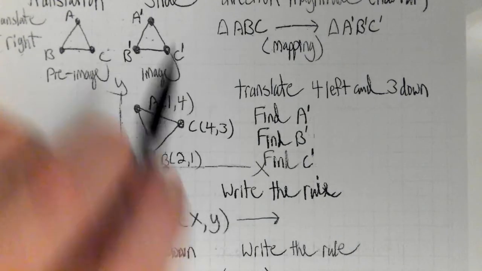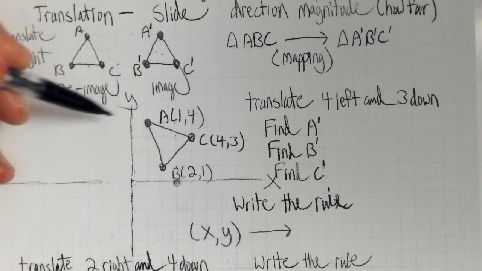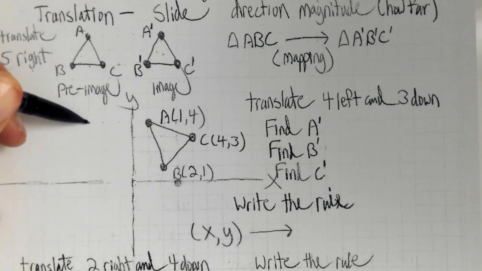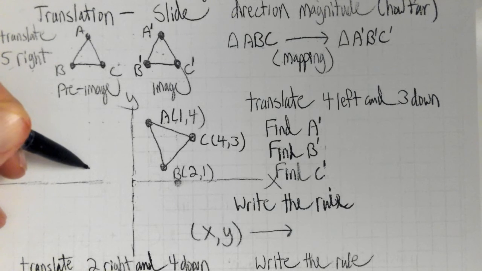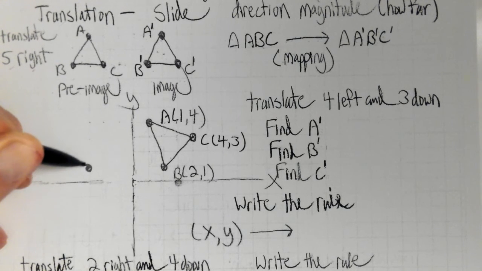Alright, so let's just take point A and go 4 left, 1, 2, 3, 4, and 3 down, 1, 2, 3 down. Alright, so there is point A prime.